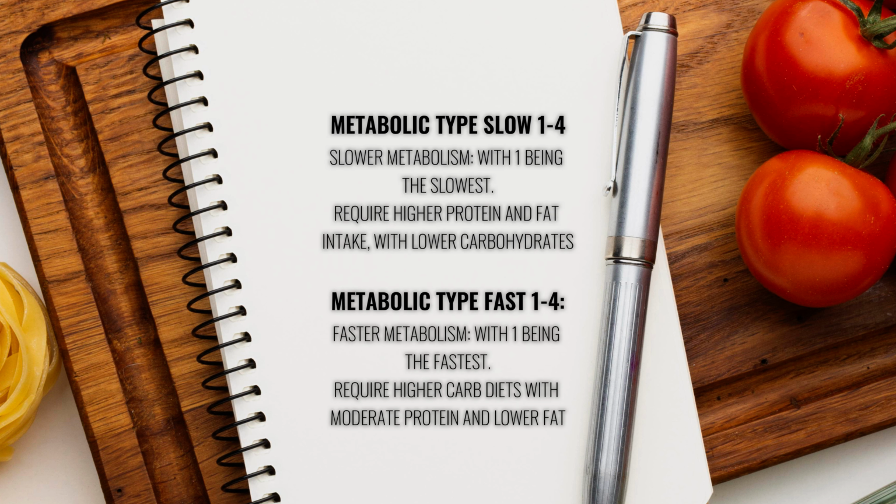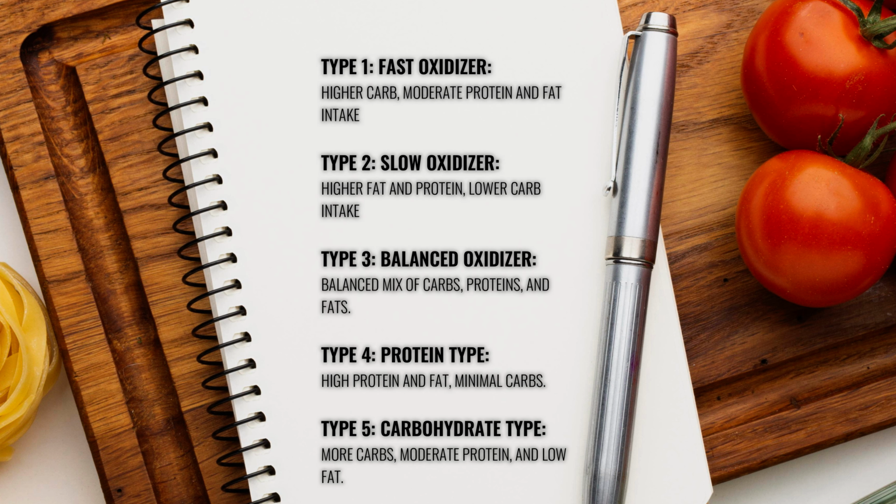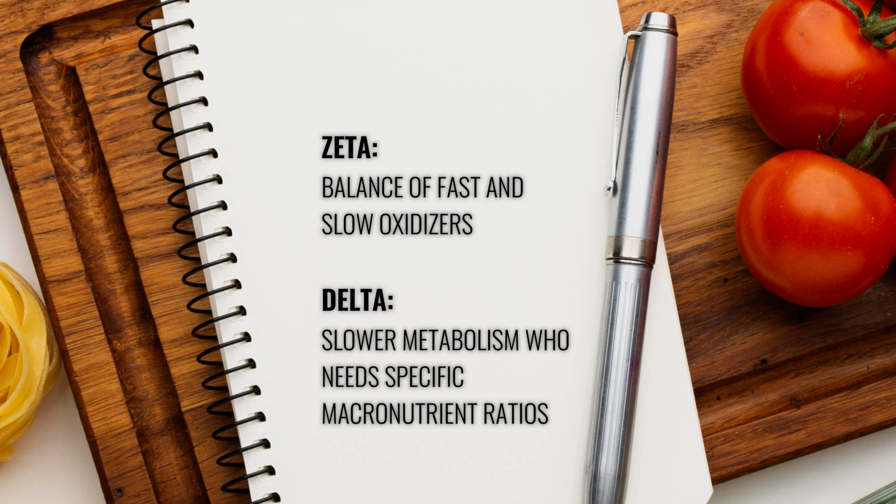Next up is metabolic types. So the slow 1 to 4 and the fast 1 to 4 focuses on categorizing metabolic type based on metabolism speed. Next up is metabolic types 1 to 5. So this metabolic types classification system offers 5 categories based on metabolic rate and macronutrient needs. All right, now let's talk about the metabolic types Zeta and Delta. So Zeta and Delta are less common metabolic type classifications.